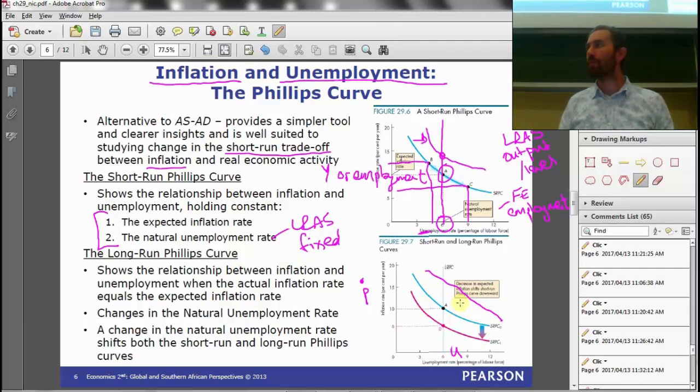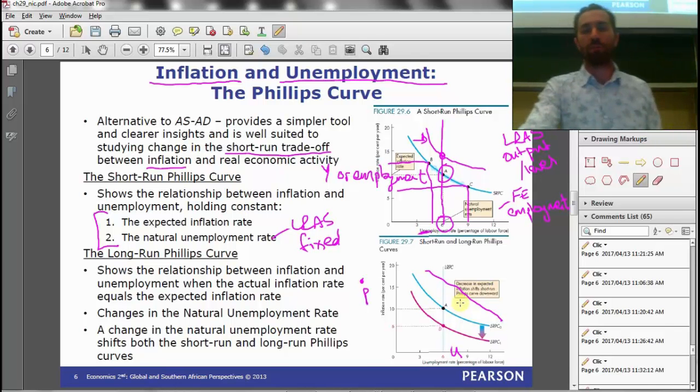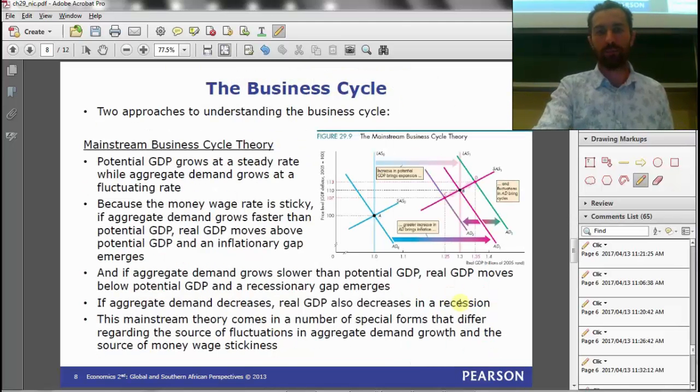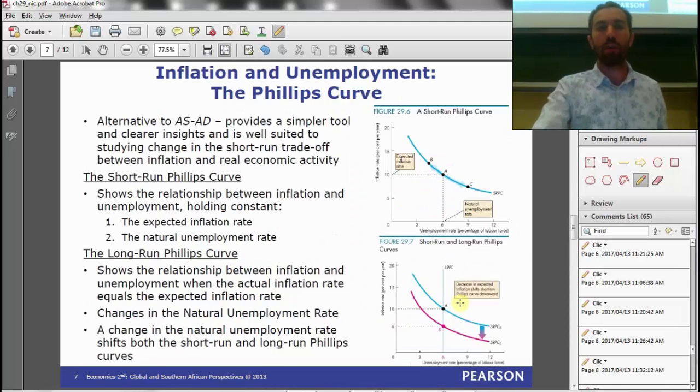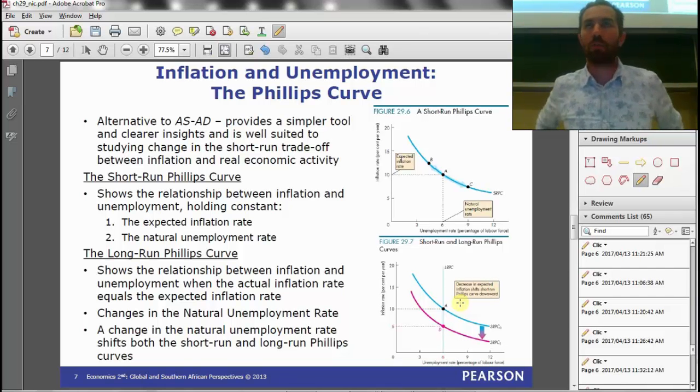Okay? Cool. So we've got a long run and a short run Phillips curve, and that's all that we have on the slides here. And then we go to the business cycle. Okay, so any questions about the Phillips curve that I can sort out now?